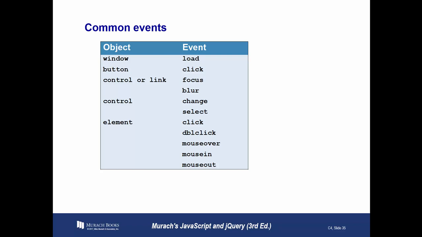Now, some of these events happen naturally. For instance, notice there's a window load event. So when the document has been loaded in the browser, you can cause something to happen. When a button is clicked, you can cause something to happen. When a control, like a text box, gets the focus, in other words, when the cursor is there, or when it leaves, that's a blur event. Or when you change the value in a control or select a control, and different elements when you single click them or double click them or roll your mouse over them, put your mouse in or take your mouse out.